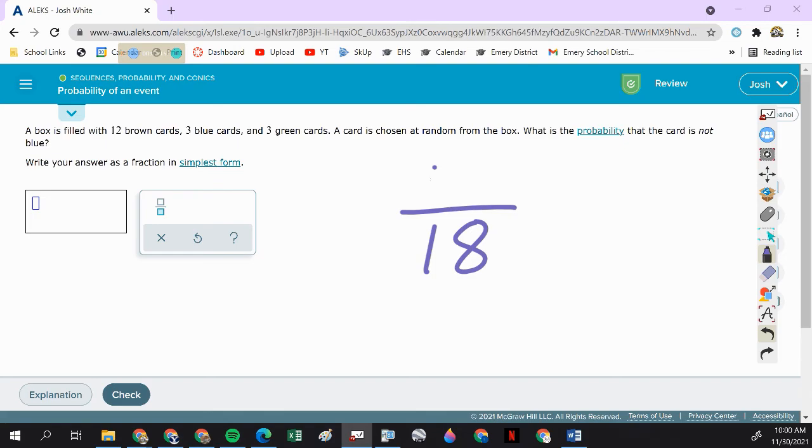15. So the chance of drawing a not blue is 15 out of 18, which is going to simplify to 5/6. So 5 out of every 6 times you play this game, you should get a not blue. Now, that's not a guarantee, but that is what we expect to happen.